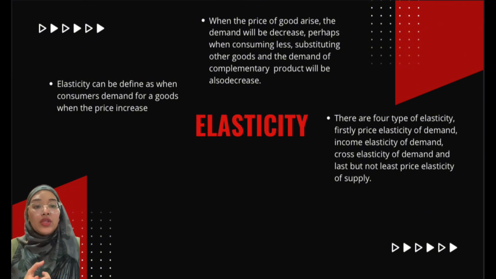So elasticity can be defined as how consumers' demand for goods changes when the price increases. When the price of goods rises, the demand will decrease, perhaps by consuming less or substituting other goods, and the demand for the complementary product will also decrease. There are four types of elasticity. Firstly, price elasticity of demand. Secondly, income elasticity of demand. Thirdly, cross elasticity of demand, and last but not least, price elasticity of supply.